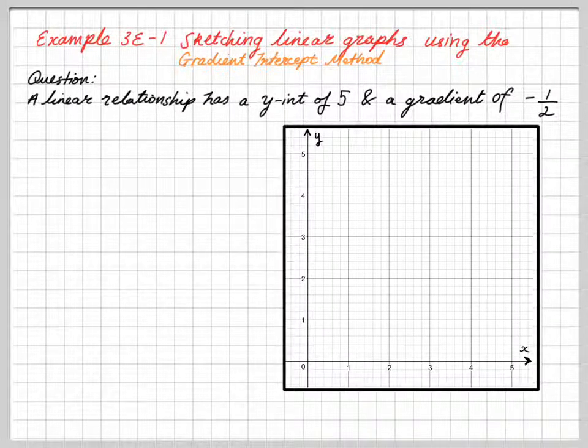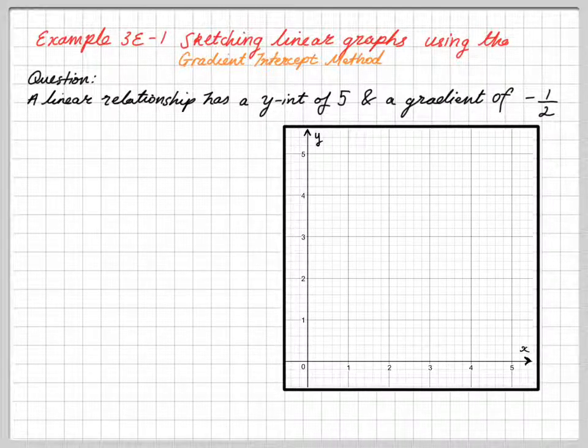Hey guys, now we're going to actually try and cover the first example in exercise 3E. This exercise entails that we sketch linear graphs. So now we've got a plain Cartesian XY axis or graph, Cartesian plane, and we want to actually come up and draw and sketch a linear equation or linear graph.